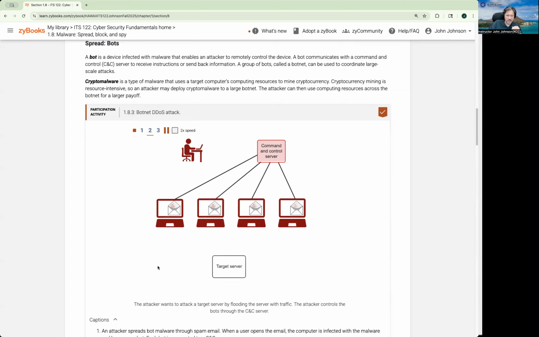So we click next, and the attacker wants to attack a target server by flooding the server with traffic. So the attacker controls the bots through the CNC server up here, the command and control server, and it's going to send that message out saying start attack. So he tells the command and control server to send out the start attack, sends it to all the different bots. And then what happens is this poor target server over here gets blasted by all these zombies out there. So the point of it is to overload the server with this flood of traffic, and it brings it down.